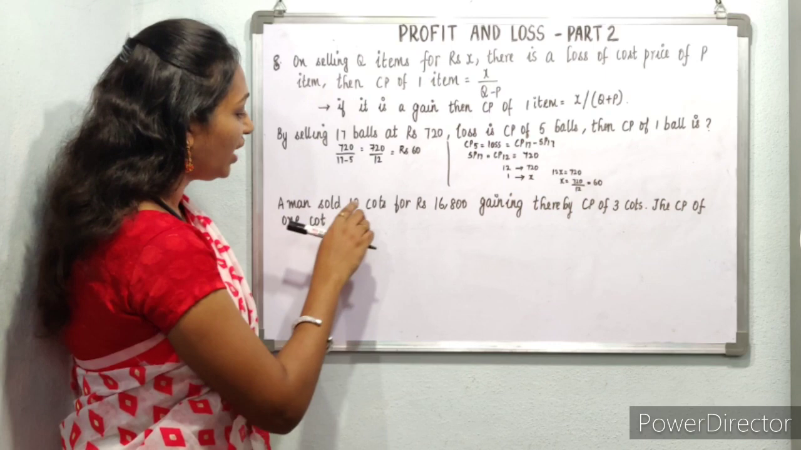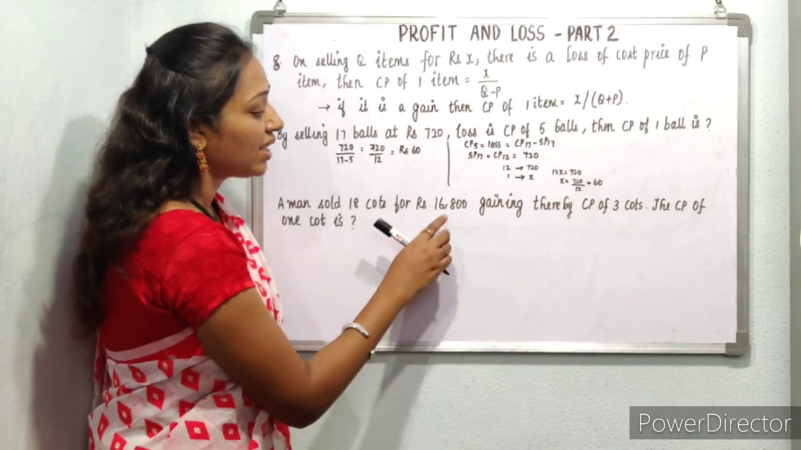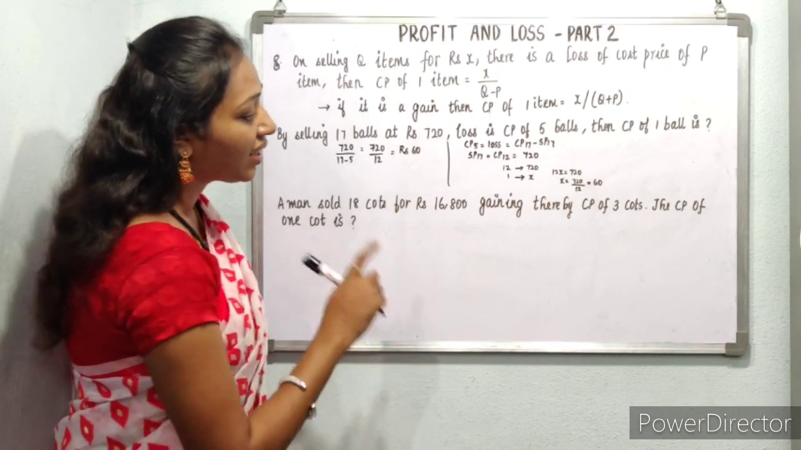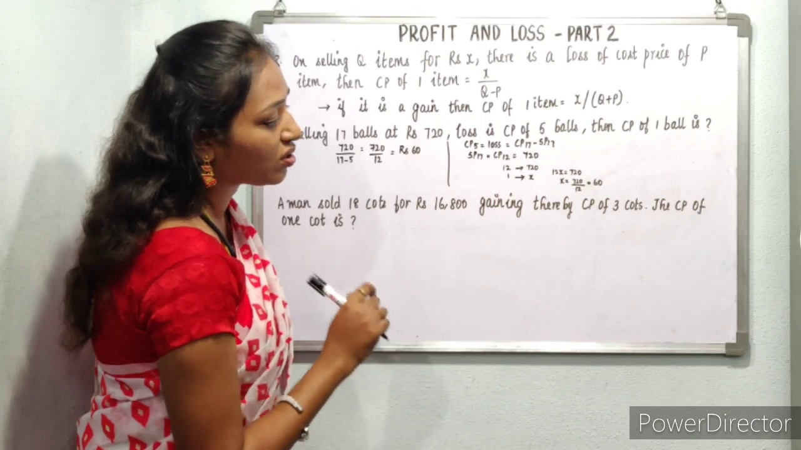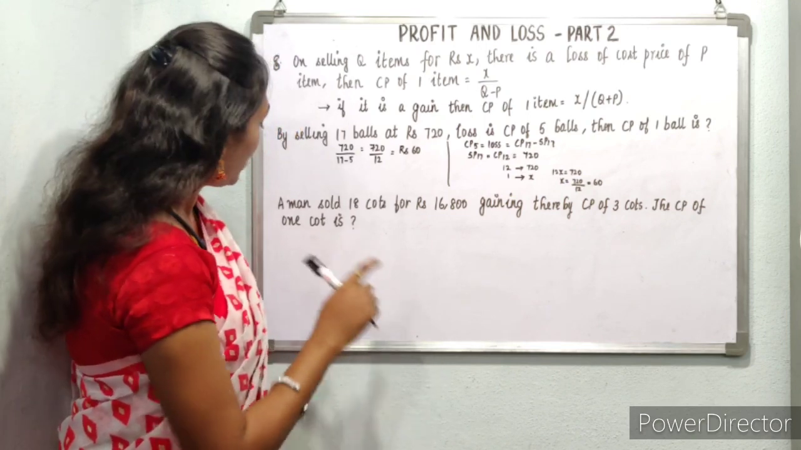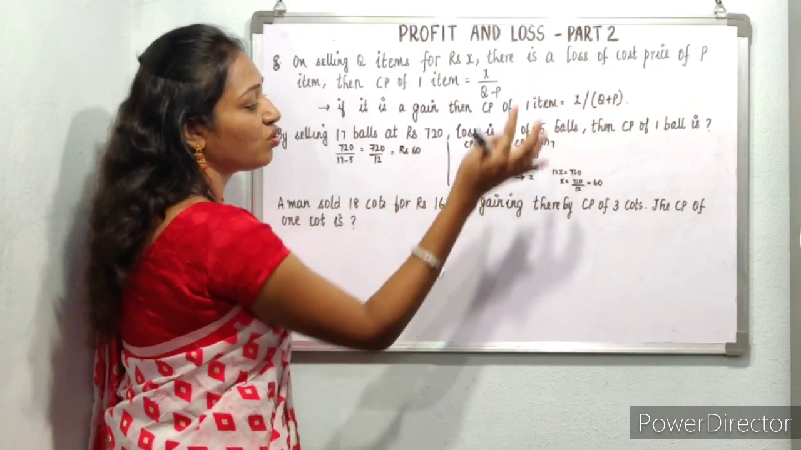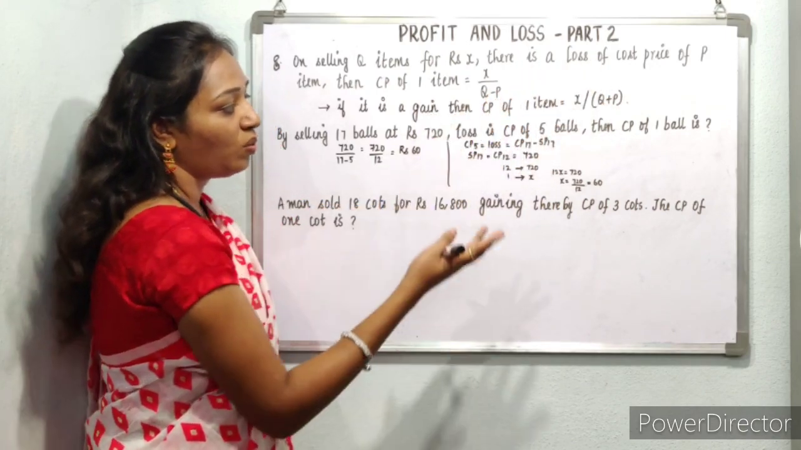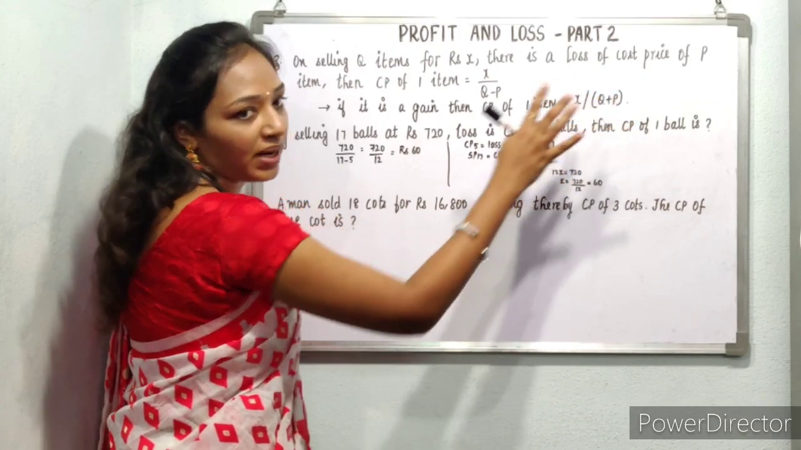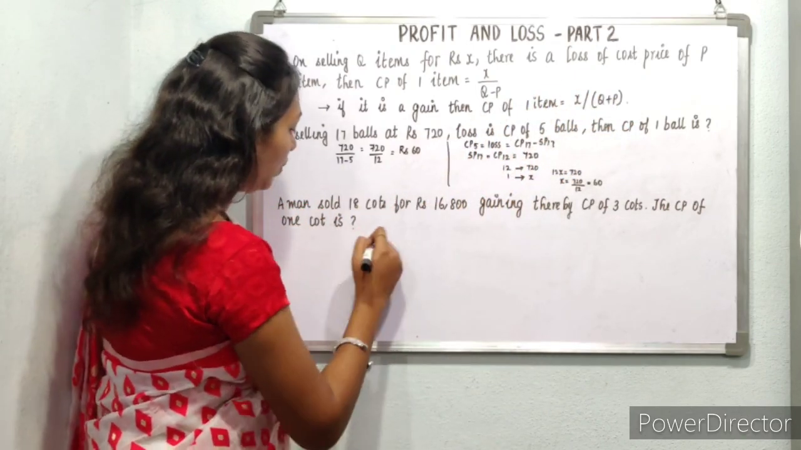A man sold 18 cots for rupees 16,800, gaining thereby the cost price of 3 cots. What is the cost price of one cot? So here we have a loss. So when you have a loss, you have to put a minus sign here. When we have a profit, we have to put a plus sign here. Very simple. So directly we can go.